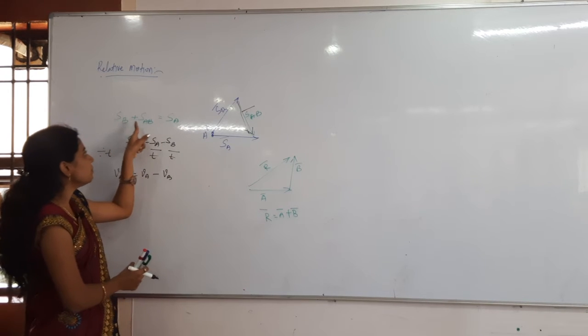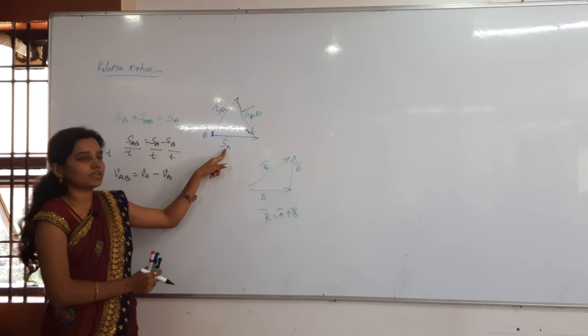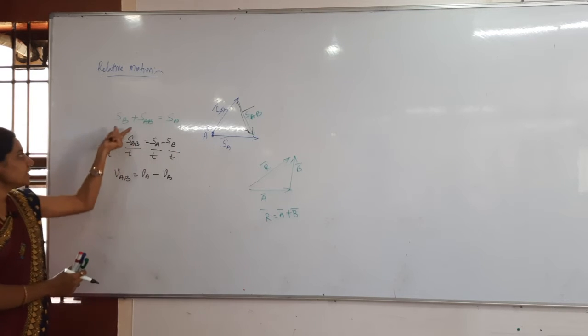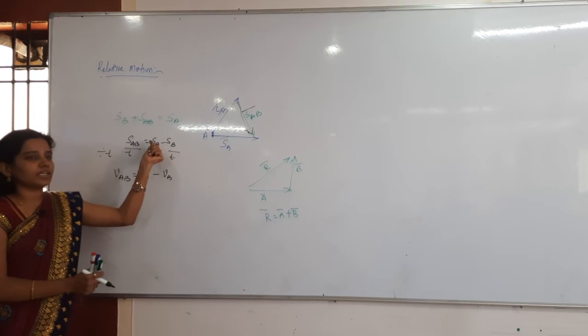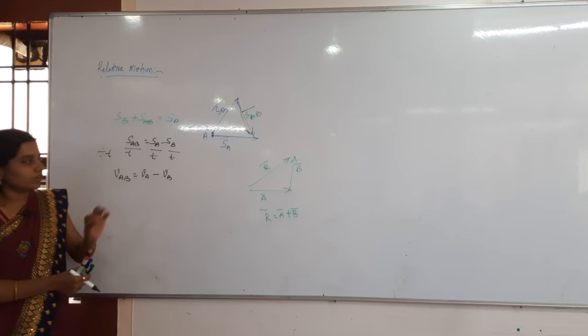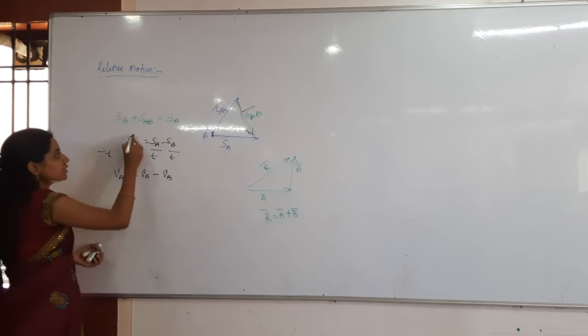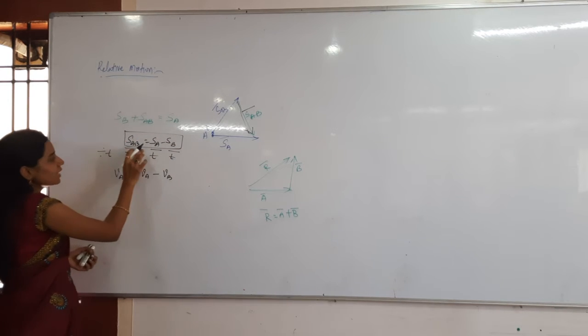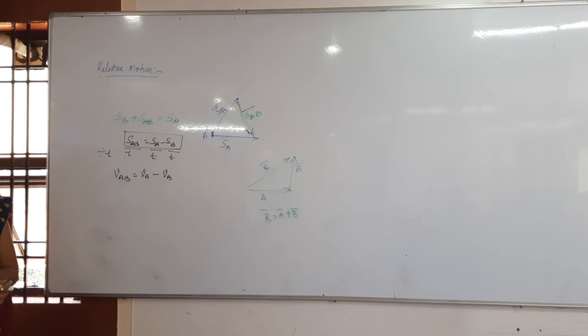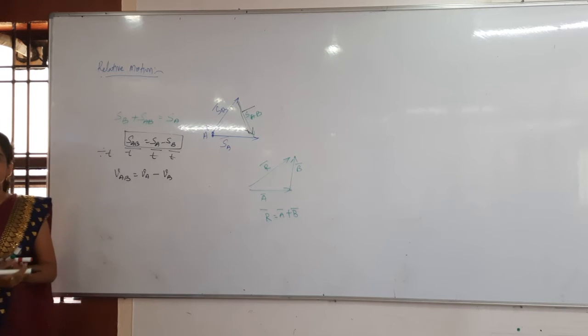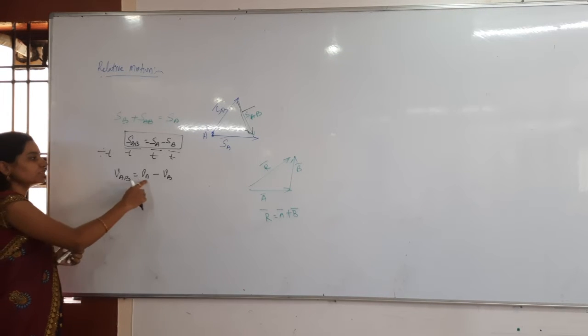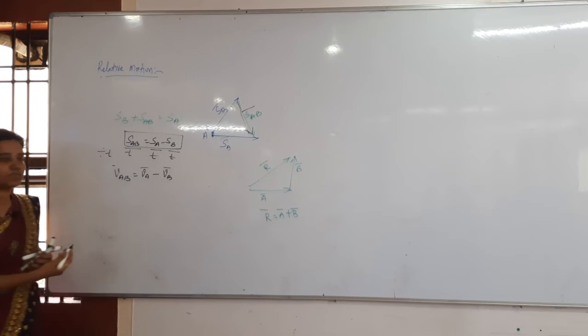So that SB plus SAB is equal to SA. Then SAB is equal to simply SA minus SB. Now dividing both sides by T, this is the relative displacement, SAB equals SA minus SB. If I divide by T, what will we get? Velocity. So VAB is equal to VA minus VB.